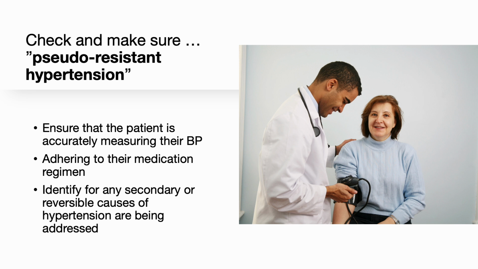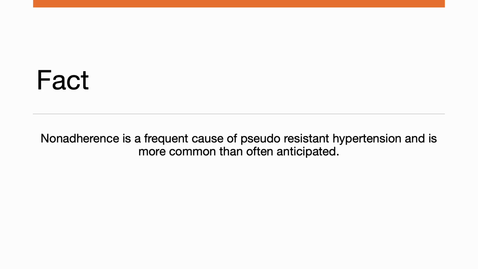To accurately diagnose resistant hypertension, it is important to ensure proper blood pressure measurement. Blood pressure should be calculated as the average of 3 readings taken with an automated device after the patient has rested for 5 minutes, with their feet flat on the floor, back supported, and bare arm supported at heart level. It is a fact that non-adherence is a frequent cause of pseudo-resistant hypertension and is more common than often anticipated.